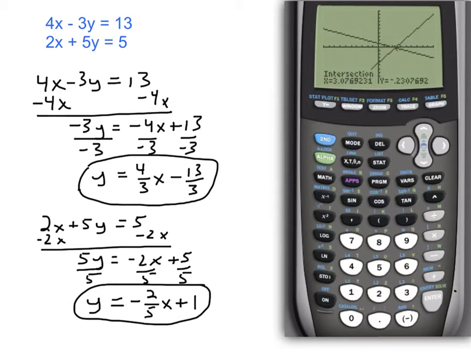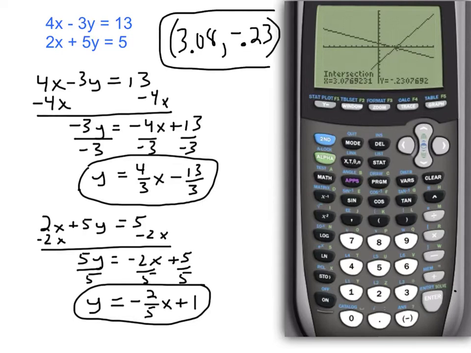So I'm just going to round those off to the nearest hundredth. So for the x, we'll say 3.08. And for the y would be -0.23. And that'd be your solution for this system.